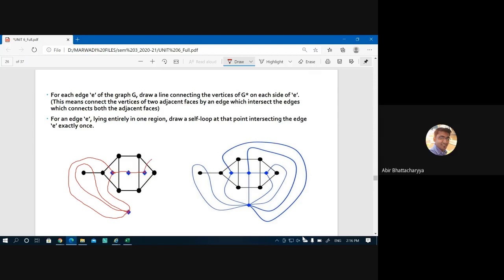Now if I cross this edge, it will go up to there. If I cross this edge, it will go up to there, and crossing this one, and crossing this, we'll have this.